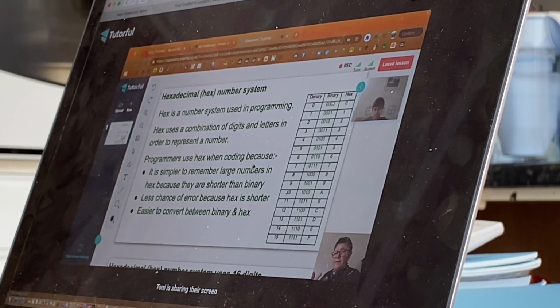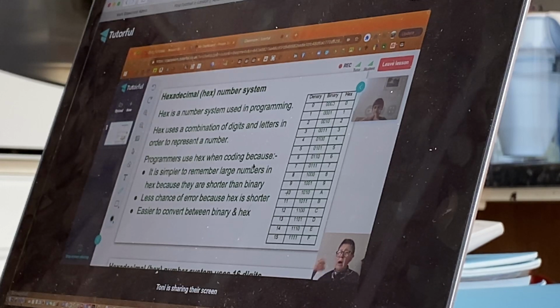So instead of having, for instance, 15, and we're saying it's 1111, in hexadecimal we can just say it's F, which is easier for us as humans to remember. So the reason hexadecimal is used is because it's quite useful in programming, just for programmers to talk about numbers and digits, because we can remember these better than we can remember long binary numbers. And that means there's less chance of us making a mistake.